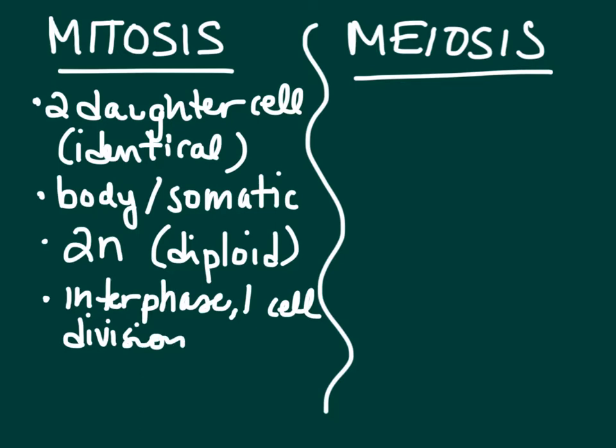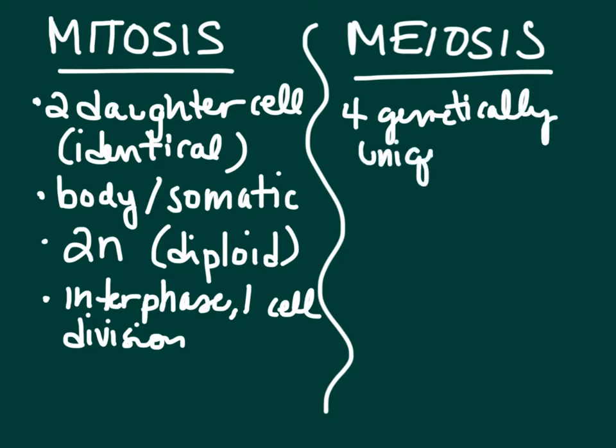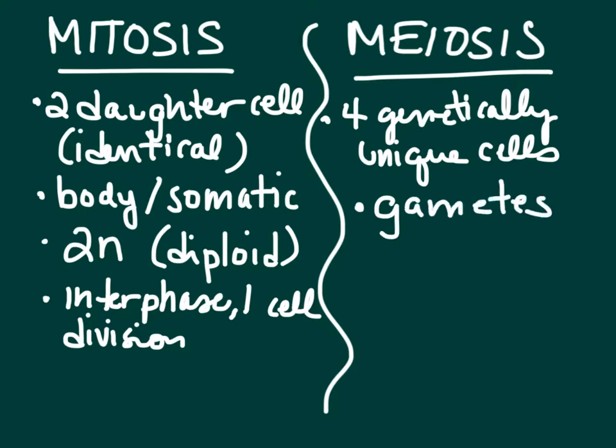Meiosis, on the other hand, results in 4 genetically unique cells. These are not body cells or somatic cells, but instead these are gametes, so sex cells. Instead of being diploid, these are haploid, so we represent that with the equation n. So for a human being, n equals 23, and we call that haploid. And that simply means you have half of the number of chromosomes that the normal body cell would have.